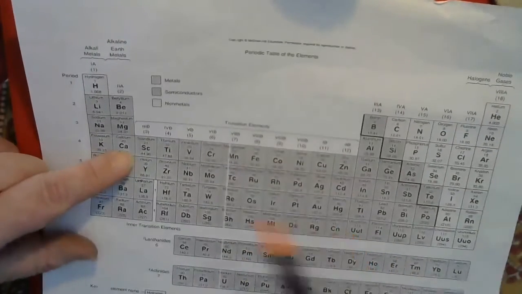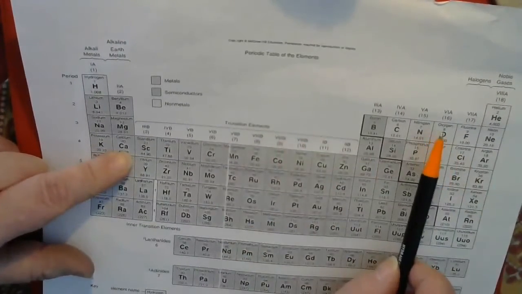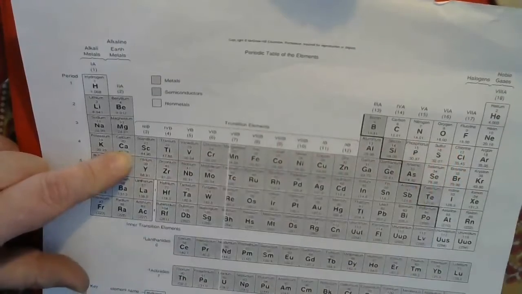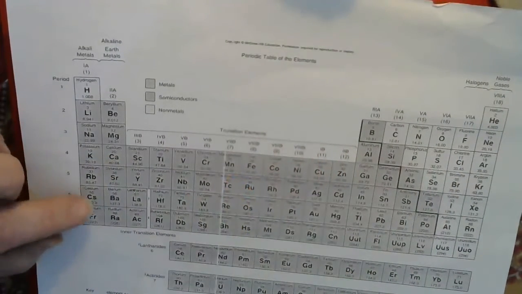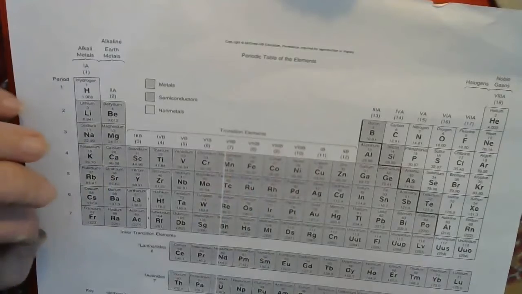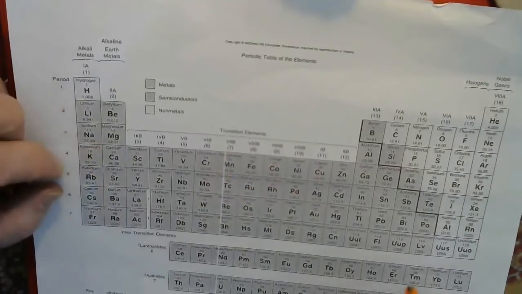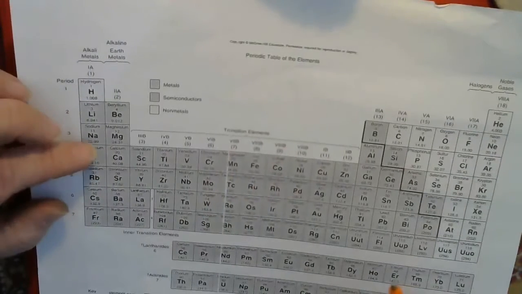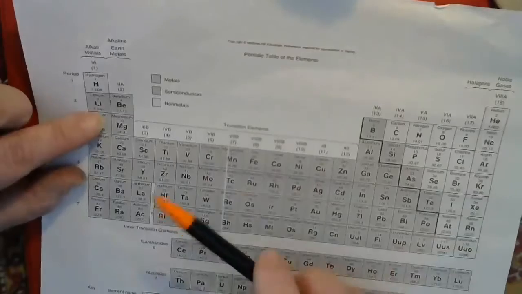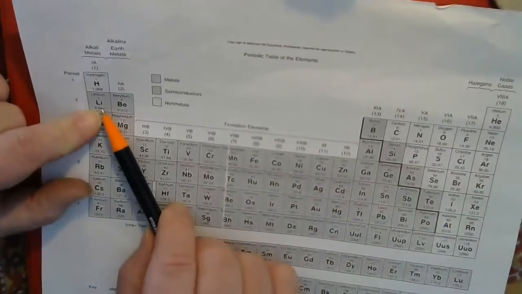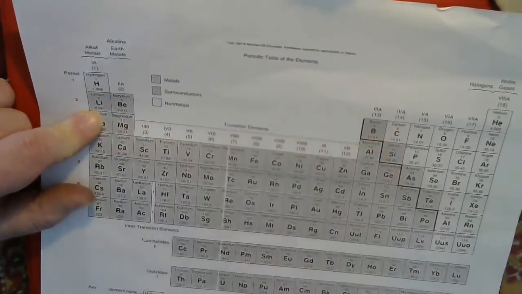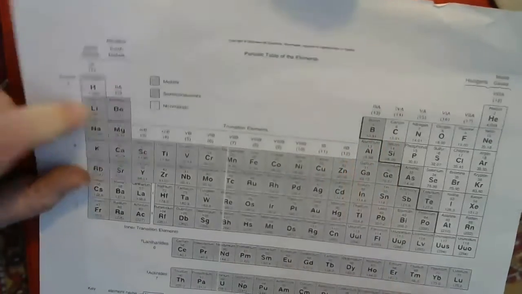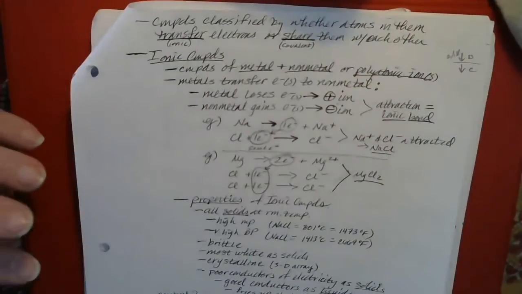Calcium oxide, CaO, metal, non-metal. That's an ionic compound. I'm trying to think of something else. Lithium carbide. Lithium carbide, metal, non-metal, lithium carbon. That's an ionic compound. Okay.